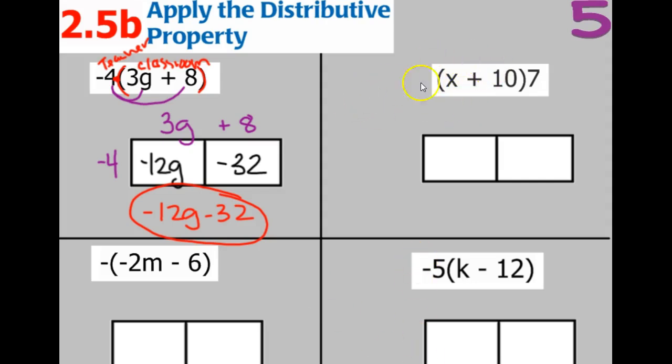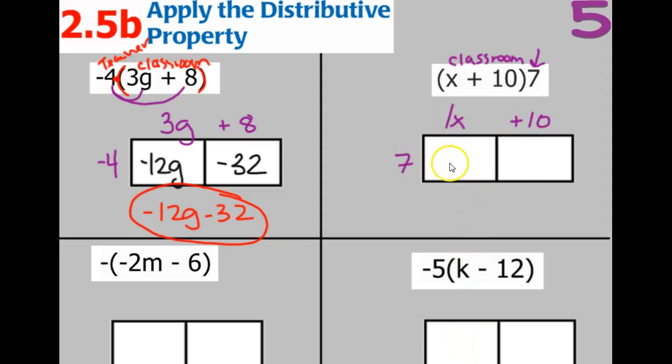This is the same exact type of problem. Here's our classroom. Here's our teacher. Our teacher this time is just standing in the back of the classroom. That's okay. When we multiply, I'm just going to put her out front, or him. And then in our classroom we have x, which is really a 1x, and then plus 10.